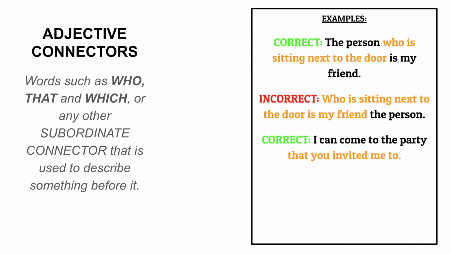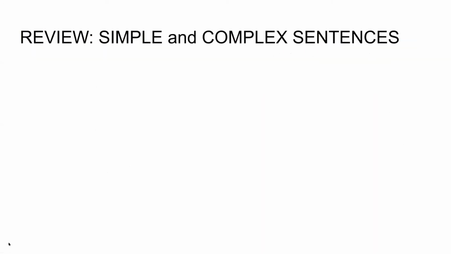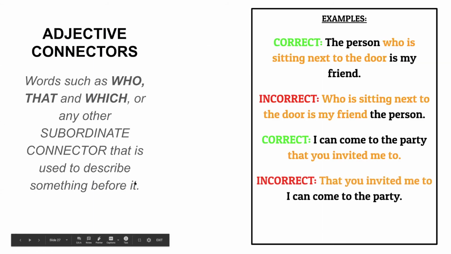Now, can I move this clause? Can I move it to the beginning of the sentence? Well, in this case, we cannot. That you invited me to, I can come to the party. Well, as you can see, that doesn't make any sense at all. So the reason I wanted to mention this is words like who, that, or which, when they're used as connecting words, we cannot move them in the sentence. We must keep them in their particular place after the word they describe. Okay?